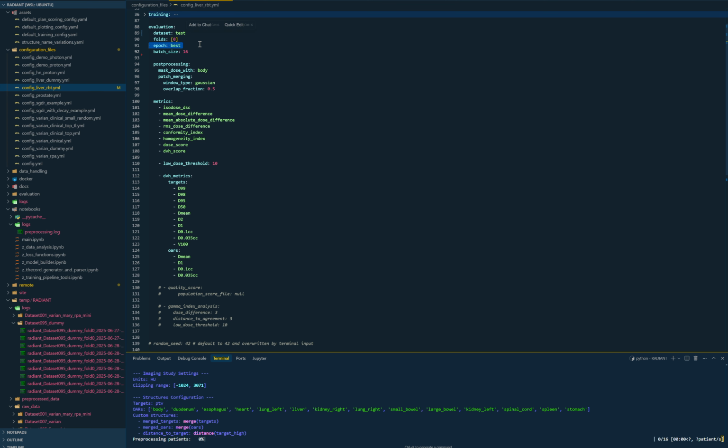Now for the epochs, here you see best. Another option is last. So best simply means that we will grab the weights for the model that resulted in the lowest or best validation error. If this said last, that would just mean that we grab the last weight. So if we train for 1,000 epochs, we will grab the 1,000th weight.